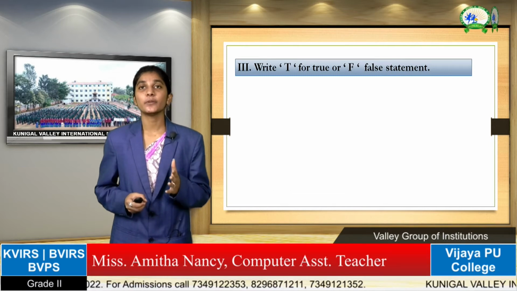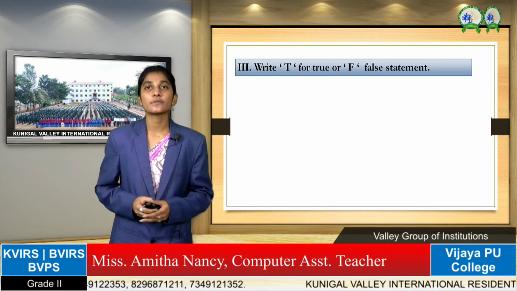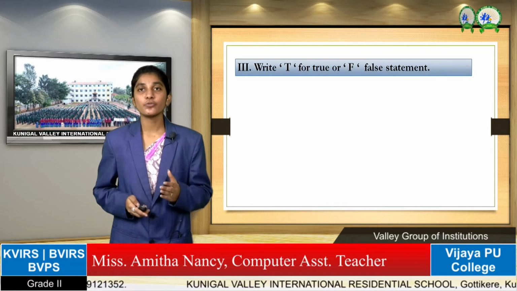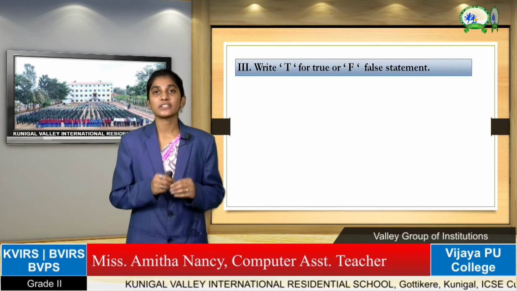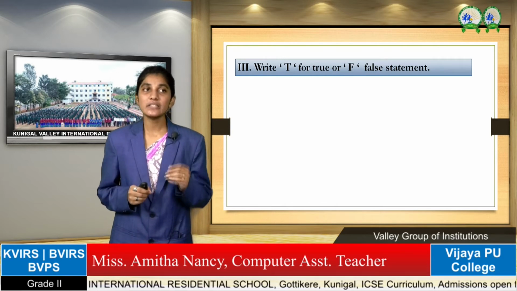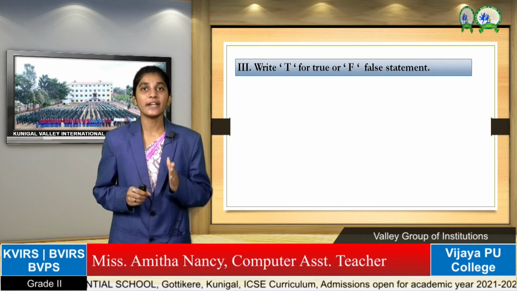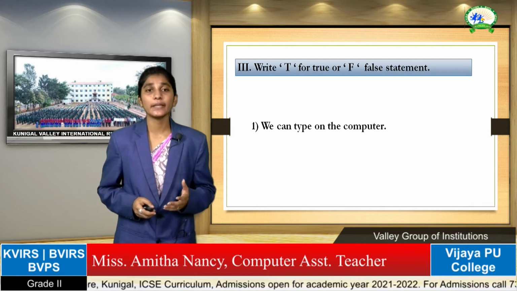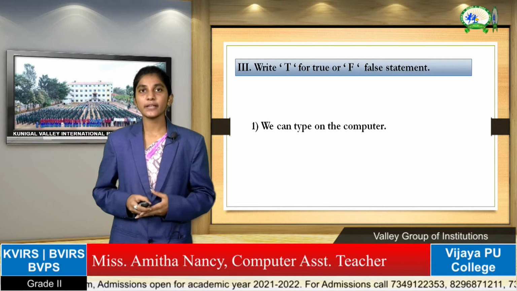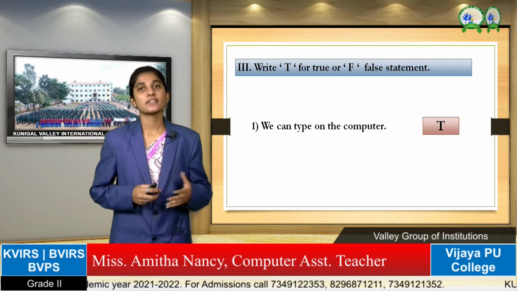Okay. In the third main, you will be having: write T for true or F for false statements. The statements will be given to you and you have to read each statement first. If it is correct, write T. If it is wrong, write F. For example, we can type on the computer. Can we type on a computer? Yes, we can type on a computer by using the keyboard. So it is the right answer, so I will write T.